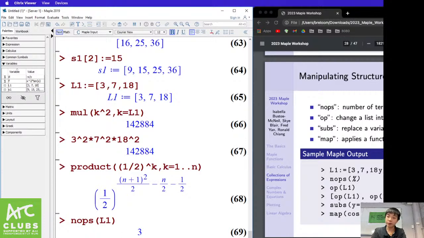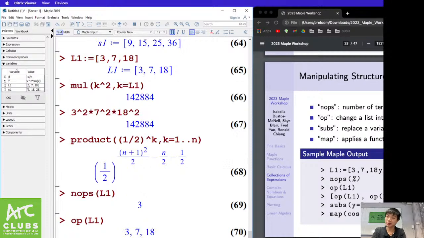We also have op, and what op does is it turns any list into a sequence. So it takes the list and then gets rid of the square brackets on each side. And why we might use op is because it makes sequences, so we can take apart lists and then we can combine them with other lists.